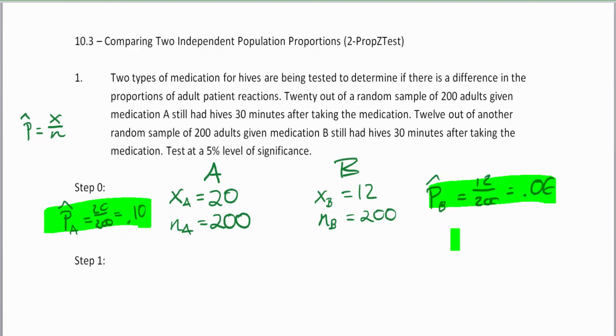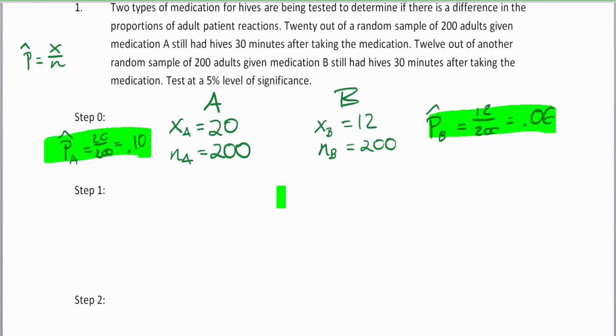Now, sometimes the story problem gives you the X and the N, like this one. But as you see at the end of this video, in the third example, they give you the percentages, and then you have to figure out the X and the N, similar to what you did in homework assignments earlier in this section. So, let's go to step 1.